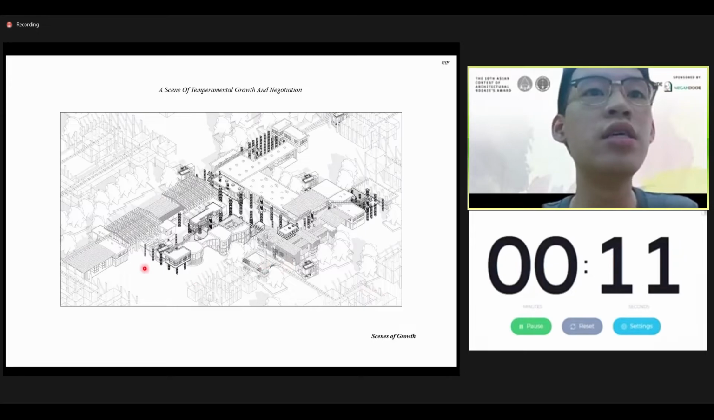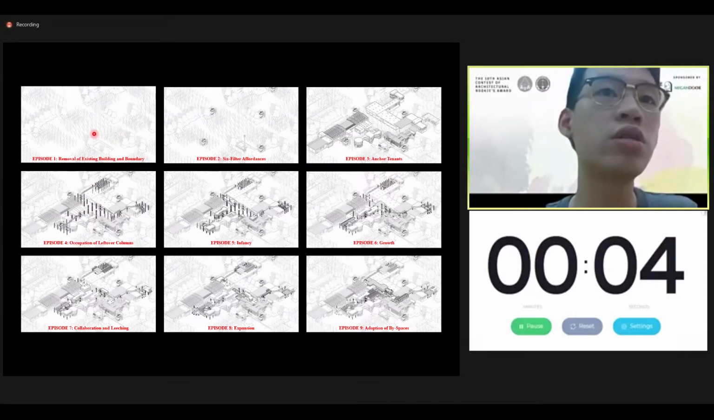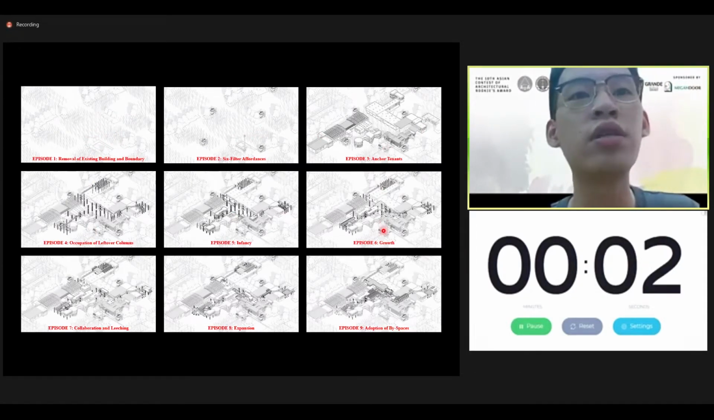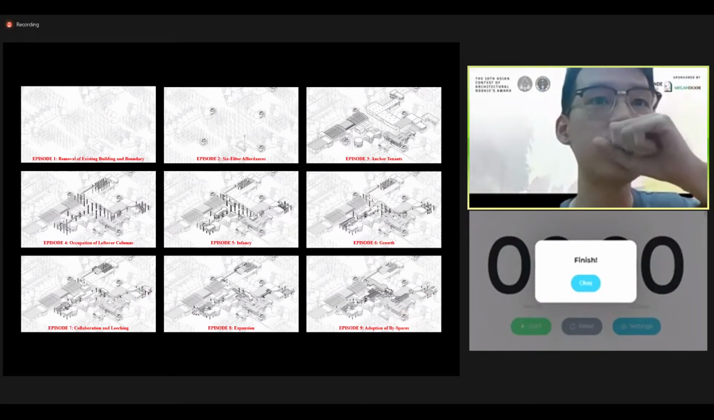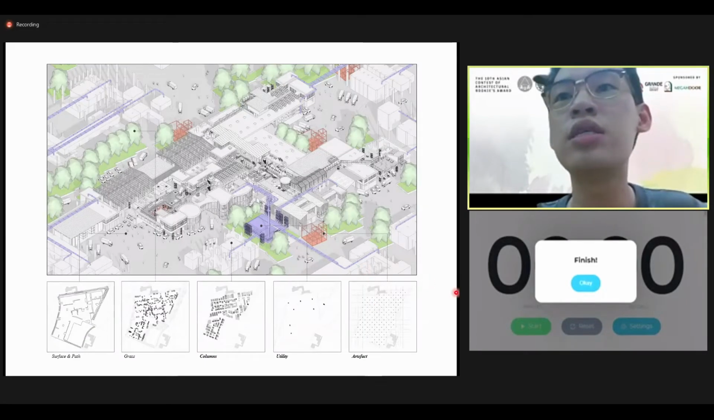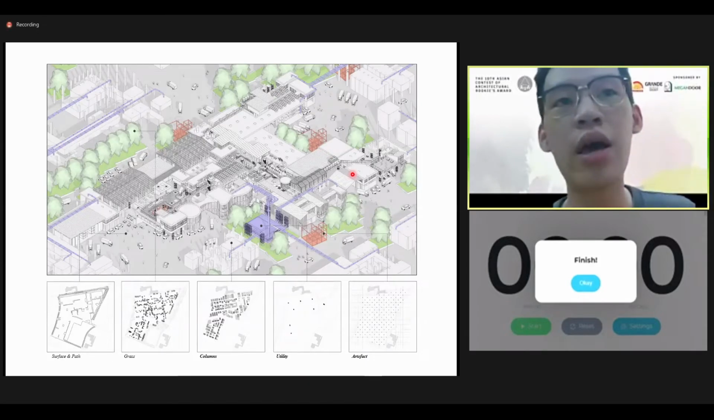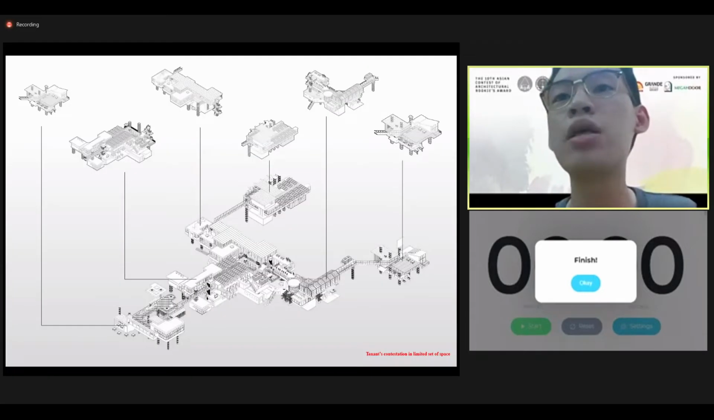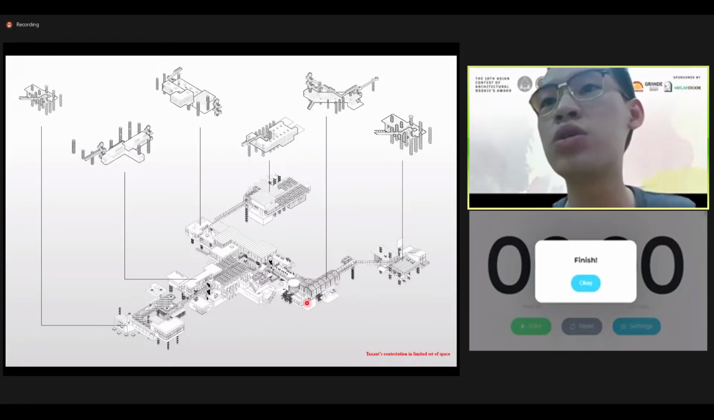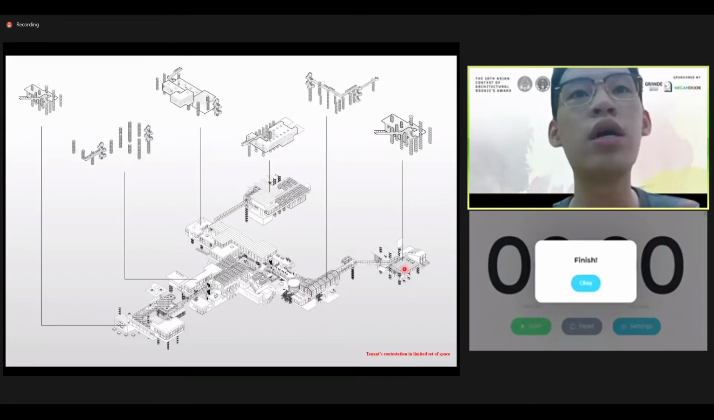Applying this thesis to my site, I imagine a scene of temperamental growth and negotiation between tenants. There are nine episodes set up to show how it develops across time, from the removal of existing structures, providing affordances, and the different contestations and battles that happen, to the adoption of buy spaces. This is a summary of how the scene I envisioned would occur relates back to the master plan that I had created. This exploded axo showcases 20 different tenants that contest within the limited space across different periods of time.